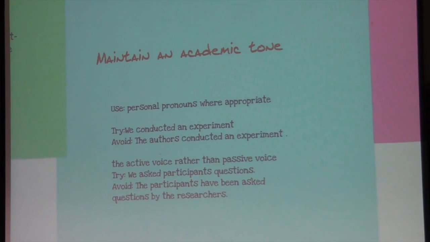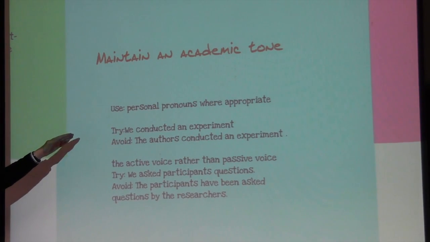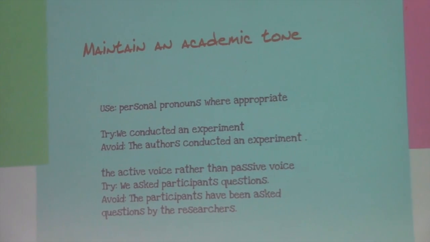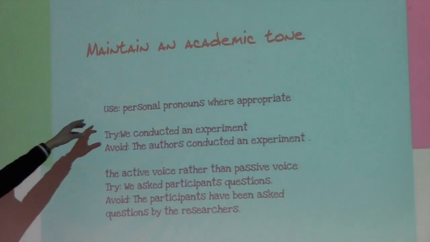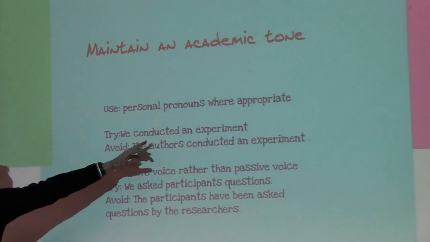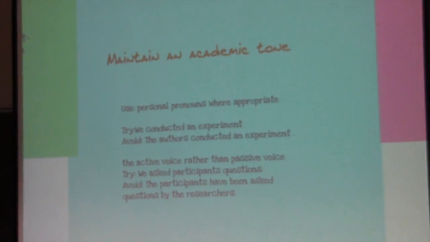Okay, so this is the next part, which is a lot more subtle and a lot more fuzzy, but equally as important, and that's to maintain an academic tone. This is something that has changed, and if you see it in the manual, it actually says this now, to use personal pronouns where appropriate. So, for example, we conducted an experiment. Avoid the authors conducted an experiment.